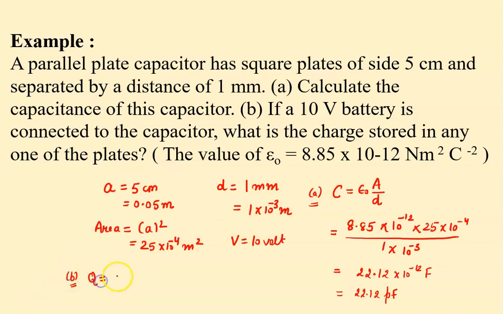Q, and Q is equal to CV. So the capacitance that we have calculated is 22.12 into 10 raised to power minus 12, into voltage. Voltage is 10 volt. So from here the charge is 221.2 into 10 raised to power minus 12 coulomb. So in this way you can find out the capacitance and charge.